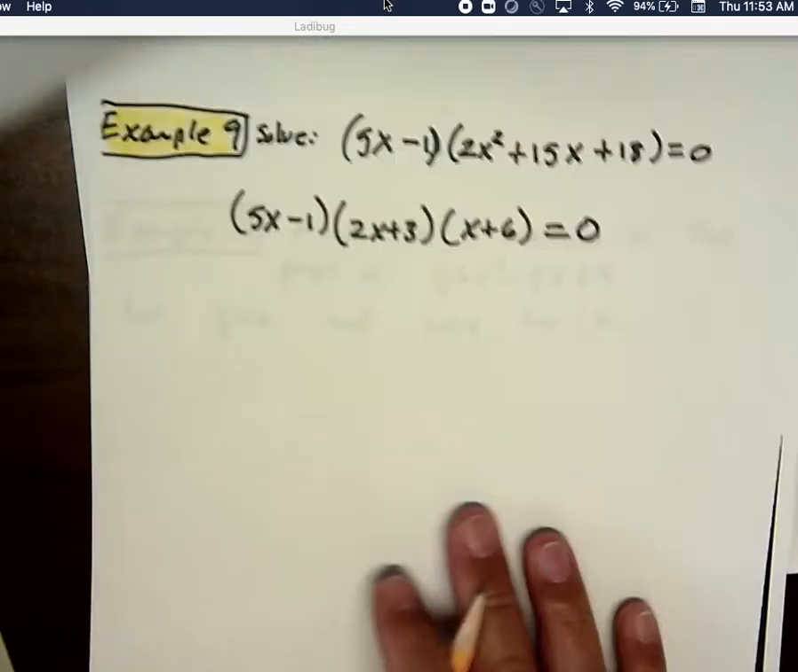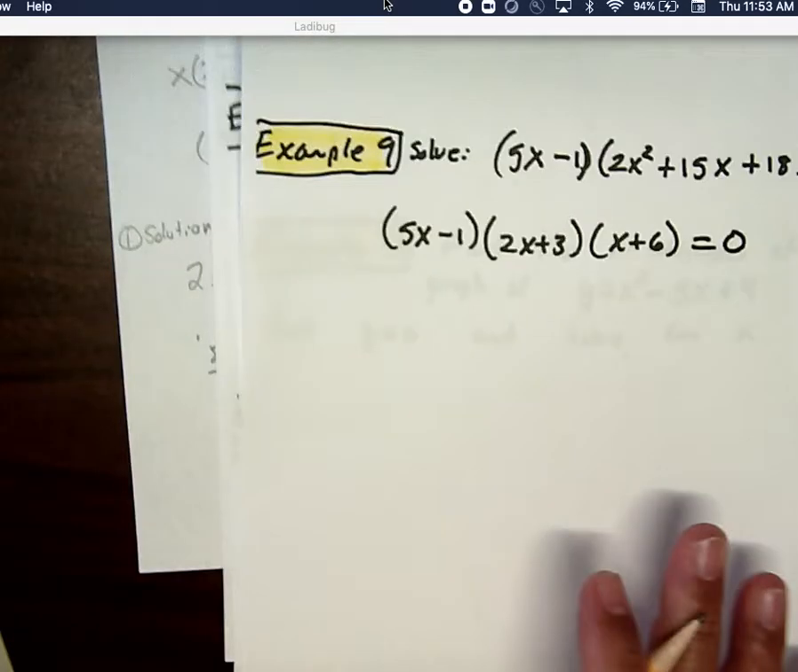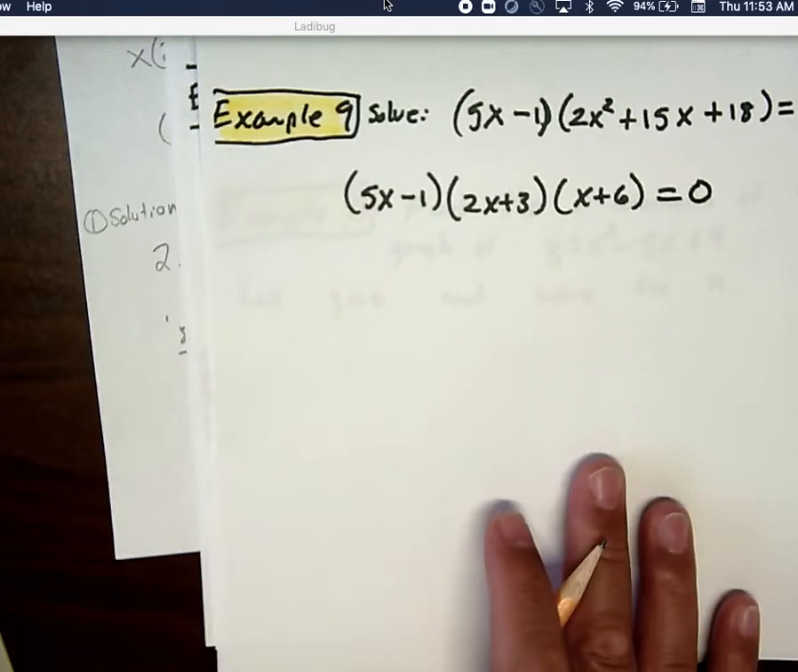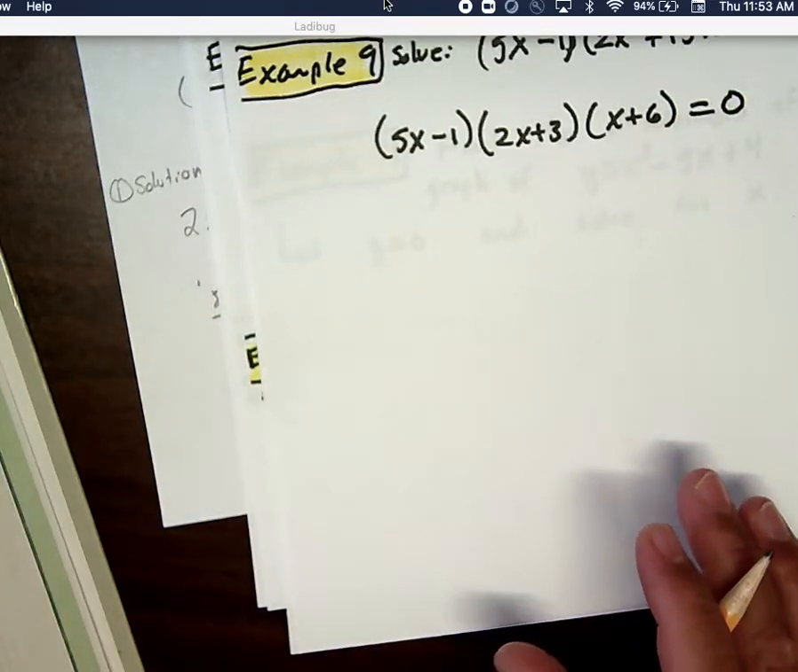Okay, example, I'm going to do example 9 really quick. So example 9.